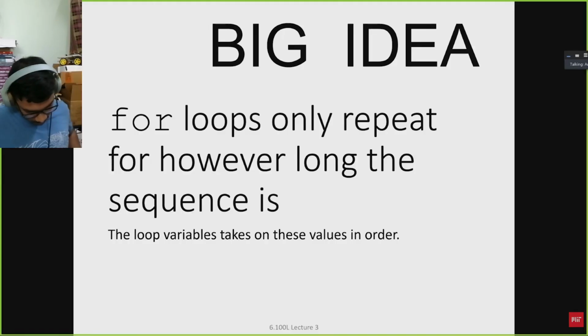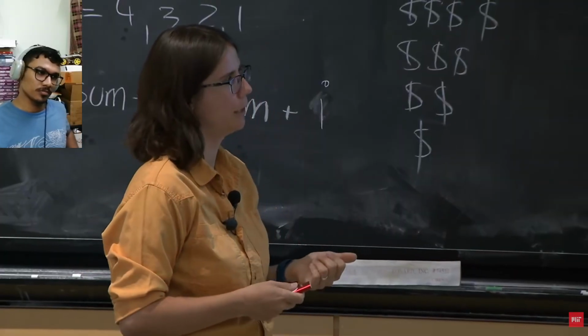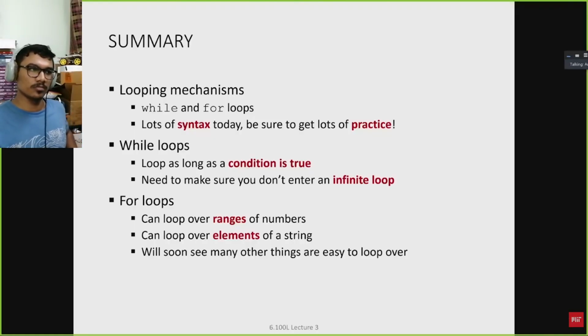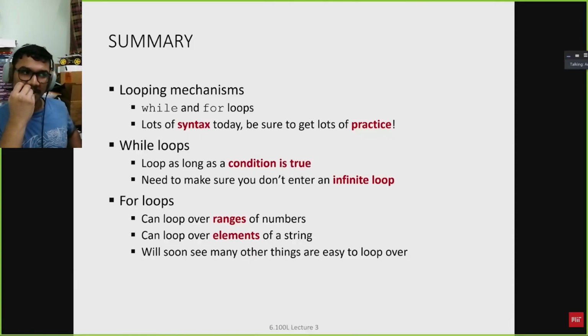Okay. So the big idea about for loops is they're going to repeat however long the sequence is, right? So you're able to repeat certain code a set number of times, which is really useful in some situations. While loops were useful in situations where you didn't know how many times you might want to repeat the code. So quick summary, we saw some looping mechanisms today. It was a lot of syntax. There are some cases that we'll encounter where we don't know how many times we have to run the loop. In that case, we'll use a while loop. Otherwise, just go with the for loop.